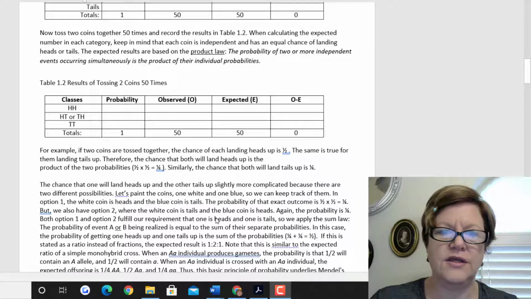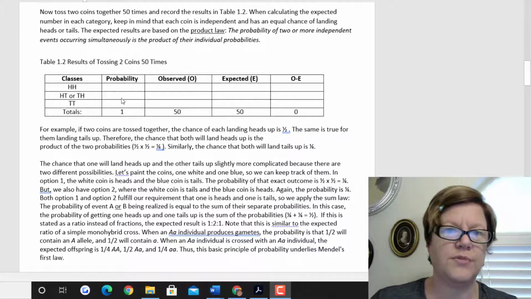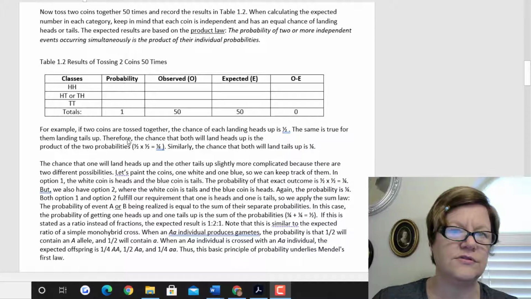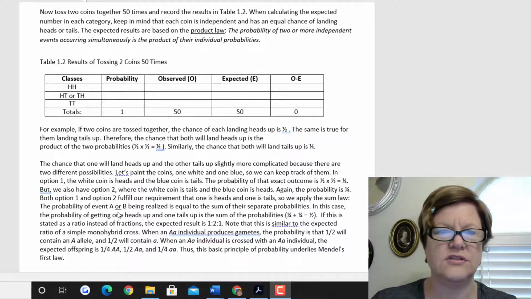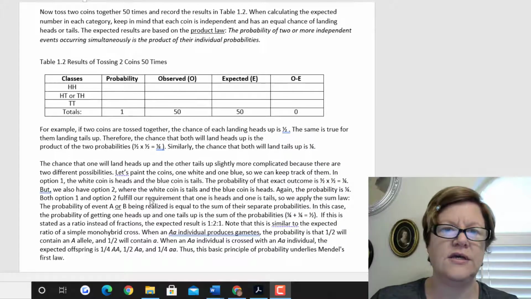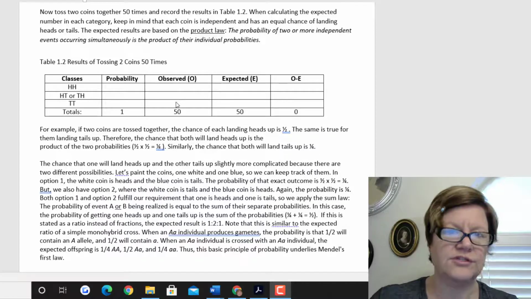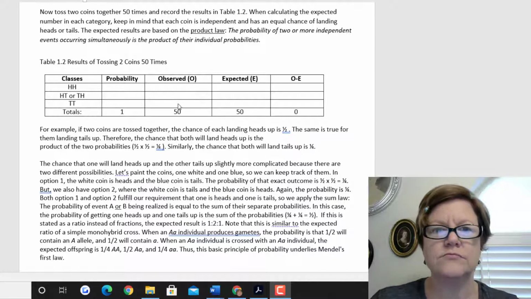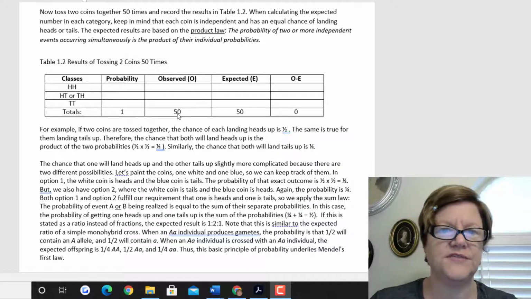All right. And then here it shows you how to work through what the probabilities would be for each of those outcomes. You can probably guess what it is. Your observed would be whatever you got when you actually threw the coins. And then that number should add up to 50.